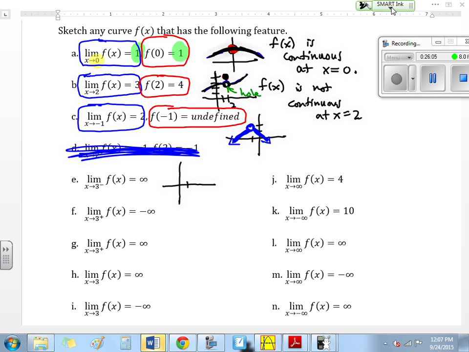So imagine coming towards 3 from the left. Here we go. Coming towards 3, coming towards 3. And then what's my destination? Infinity? Interesting. I guess I'm going to have to go really high up like that. See? So just draw any curve you want. I don't care if there's an x-intercept, y-intercept. I don't care about that stuff. Just make it go up as you come towards 3 from the left.